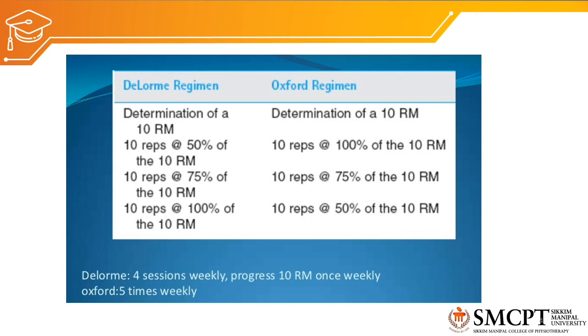So these were two regimes, that is the Delorme regime and the Oxford regime, which are very important regimes under progressive resistance exercises. For the Delorme regime, the frequency of exercises prescribed weekly is 4 sessions per week. For the Oxford regime, the frequency of exercises per week is 5 times.